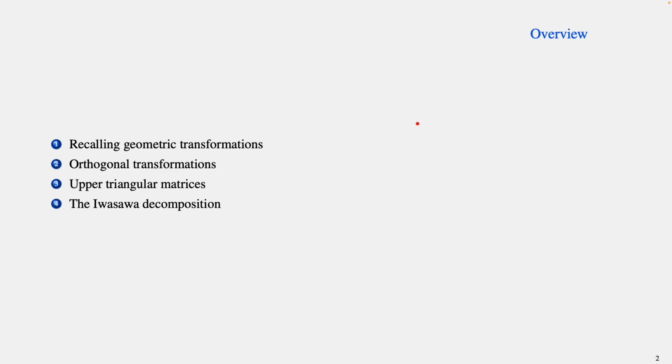So, what we will do today is we will first recall geometric transformations and then in particular study some properties of the orthogonal transformations and the upper triangular matrices, which are the essential classes of transformations we will be studying. And then I will prove the Iwasawa decomposition, the existence of this matrix decomposition into geometric transformations of a certain type.